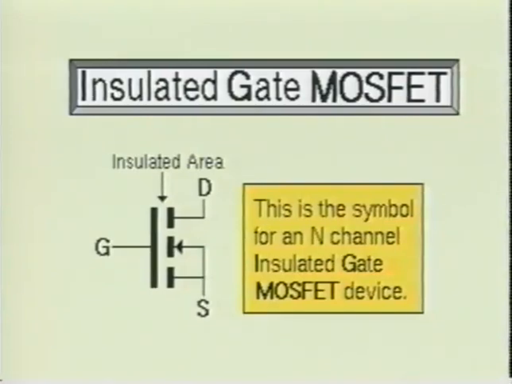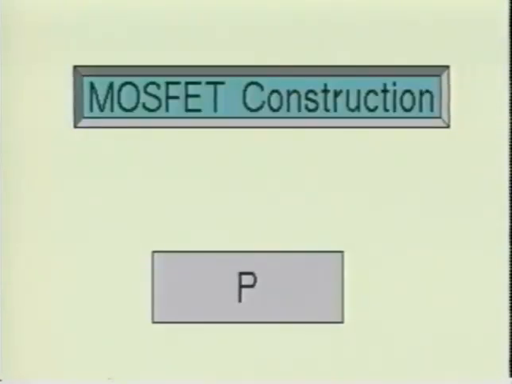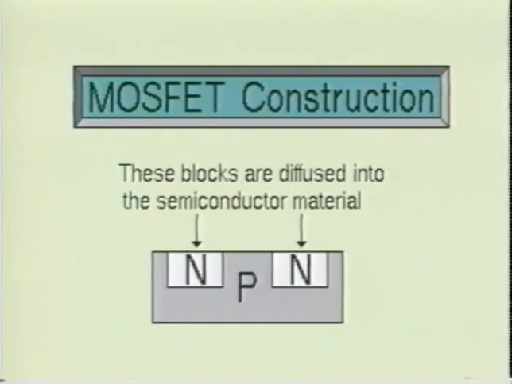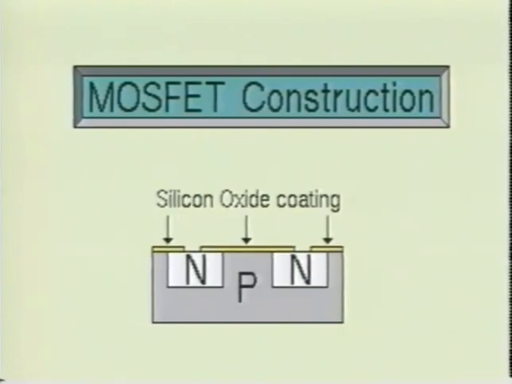Let's examine how the MOSFET device is constructed. To construct a MOSFET device, you must start with a P-type or N-type intrinsic material. Next, 2 blocks of heavily doped semiconductor material are diffused into the solid block. Then the surface is coated with a layer of silicon oxide. There are 2 holes left in the oxide layer to make contact with the heavily doped semiconductor blocks. If we were using an N-type semiconductor material, then the heavily doped blocks would be P-type, or if we were using P-type semiconductor material, the blocks would be N-type material.